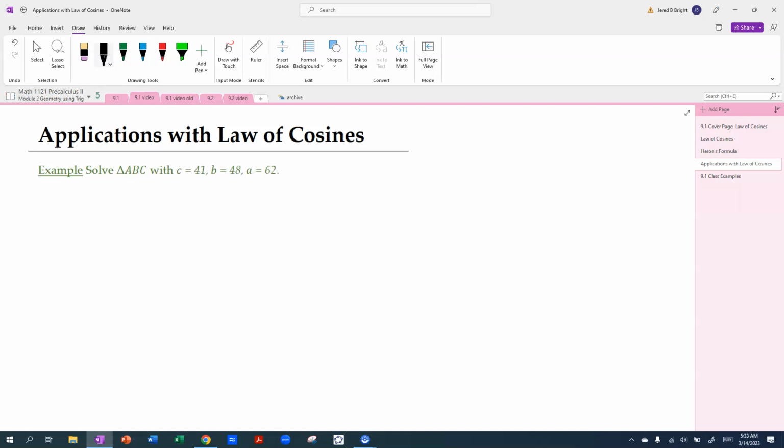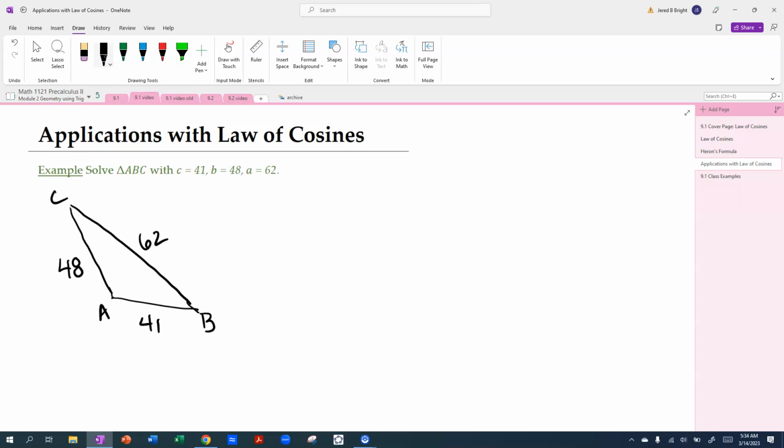So we have triangle ABC, and side length A is really long. Okay, so we might be in some sort of scenario like this. Maybe I exaggerated a little bit. I probably did. So let's make our triangle maybe just a little less obtuse. Something like that. So this is going to be side length A, which is 62, and then C is 41 and B is 48.